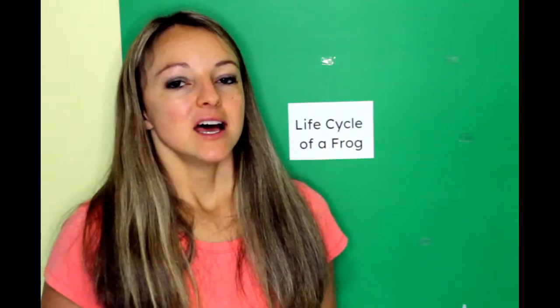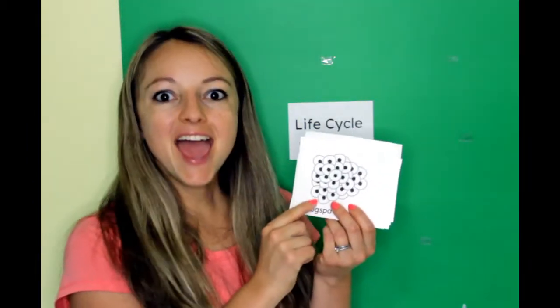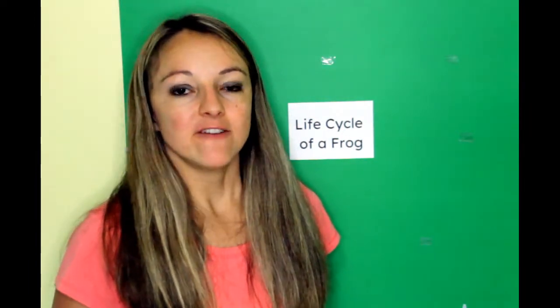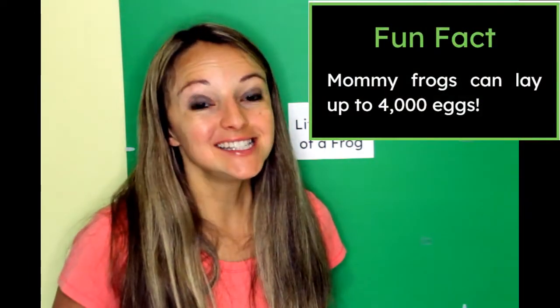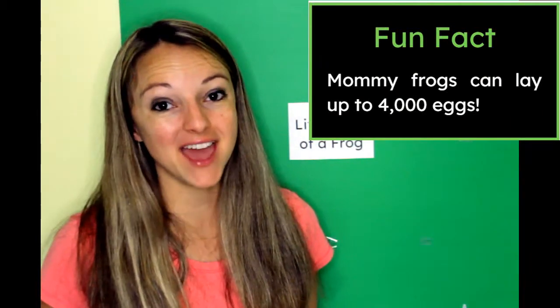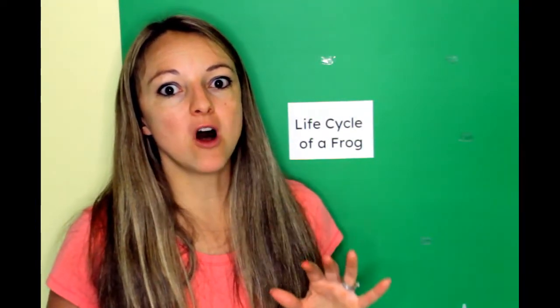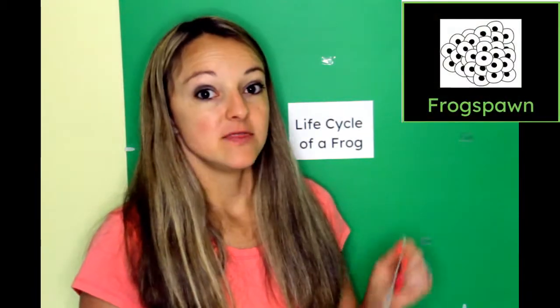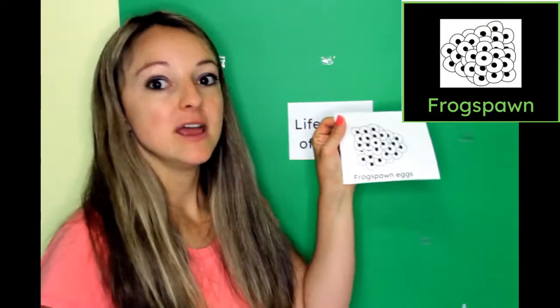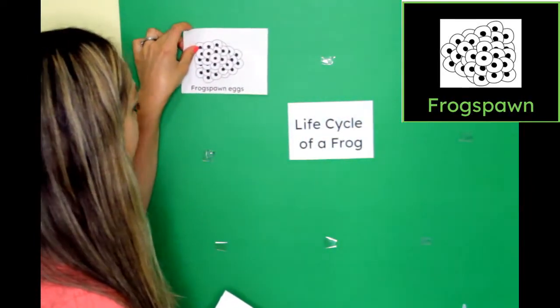All right. What does every frog start as? An egg. Every frog starts as an egg. A fun fact is that mommy frogs can lay up to 4,000 eggs. Wow, that's a lot of eggs. And a new word you can learn is frog spawn. The group of the eggs is called a frog spawn. Let's put that first.